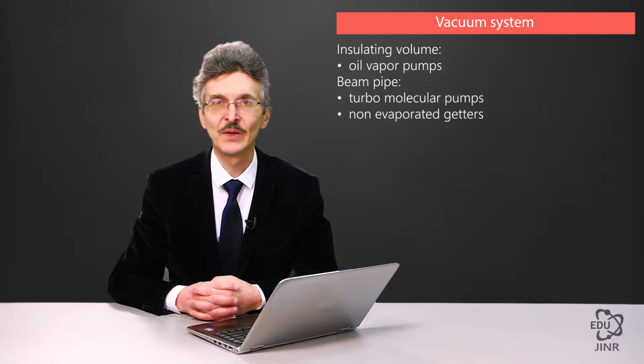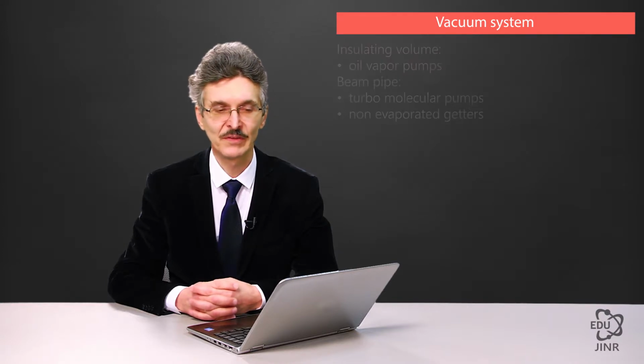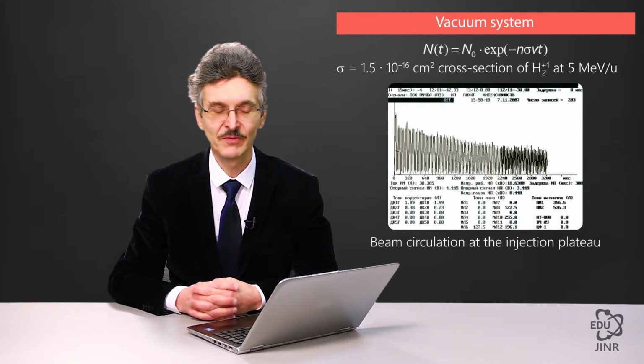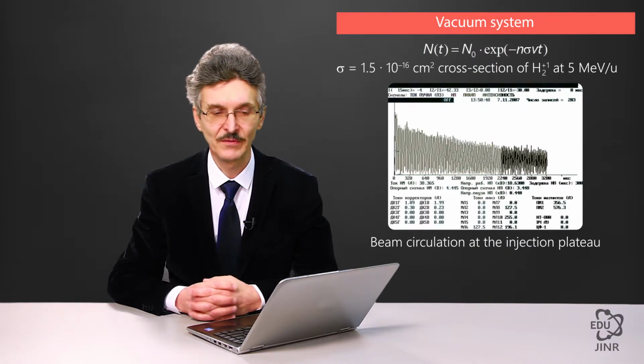That is why, with some minimal adjustments, it is possible to secure circulation of such molecules in the constant magnetic field. The cross-section of the dissociation of such molecules on residual gas is well known. For example, the cross-section for nitrogen atmosphere is 1.5 times 10^-16 square centimeters at 5 megaelectron-volt of beam energy, which is in line with the injection energy.